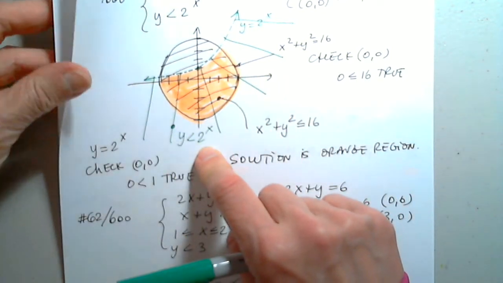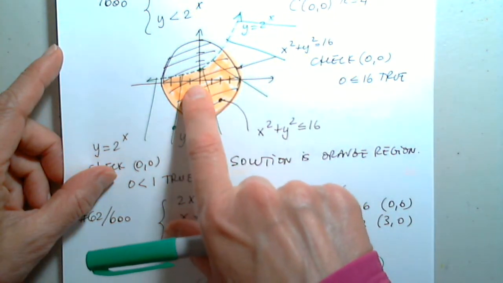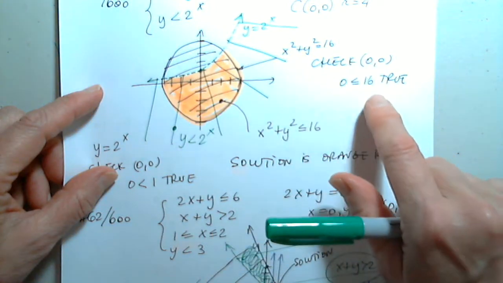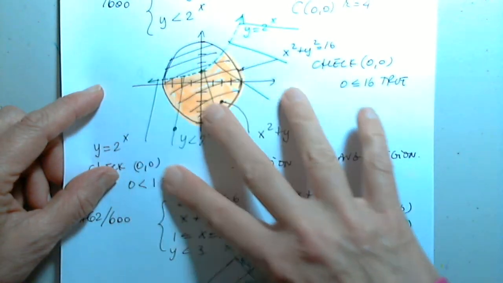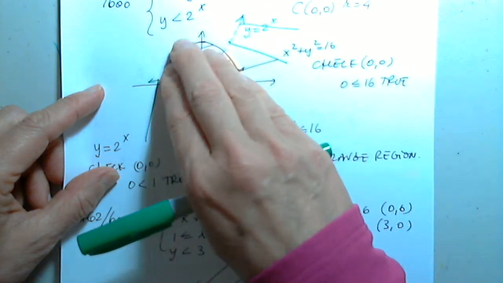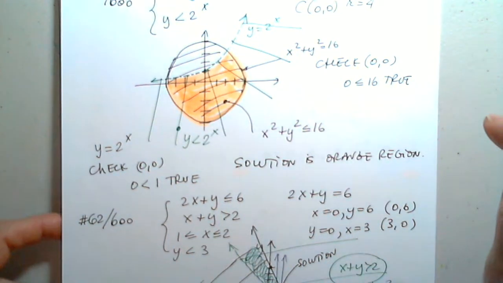And then the circle, it's a solid circle with the radius 4 and centered at the origin. When I plug in 0, 0, that's correct. 0 is less than or equal to 16. So it's the outside of the exponential dashed and the inside of the circle. So it's this area, the orange area.